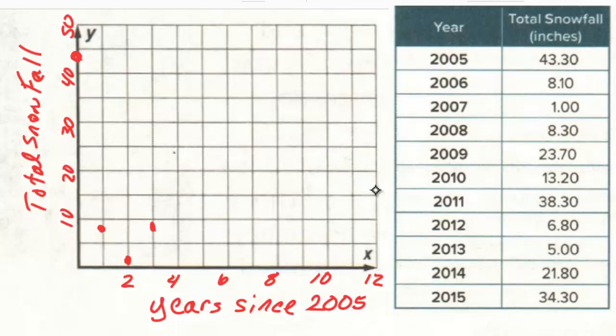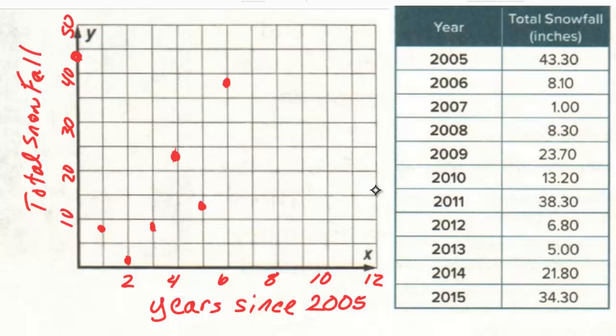2009 is 4 years past, so that would be 4 and 23.7. So 23.7 would be almost at 25. So let's call it right about there. 2010 is 5 years past, so 5 and 13.2. This is 15, so right about here I'd say. 6 years past is 2011, so 6 and 38.3. So 6 and 38.3 is right about here.